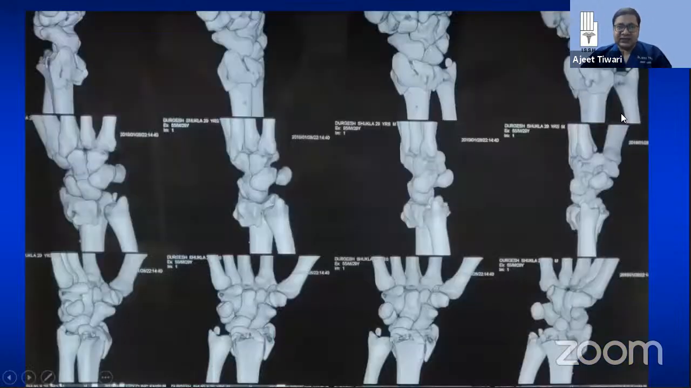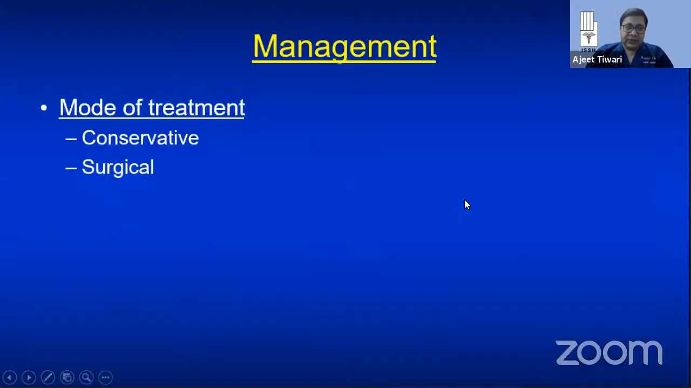If you see the 3D CT scan of this patient, you can see there's a big chunk of the dorsal fragment. On the volar side, there are volar rim fractures. The ulnar styloid fragment is also there, and it is a severe combination. So how do we manage this kind of injury, or these fractures?